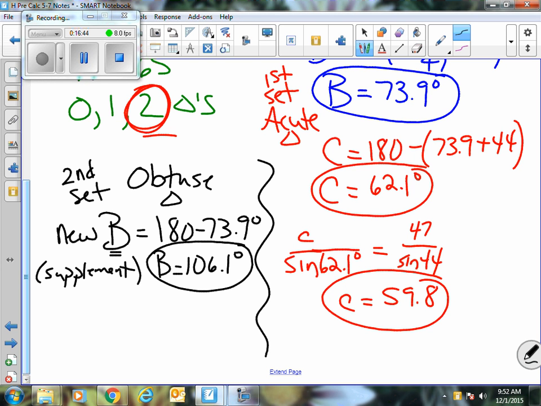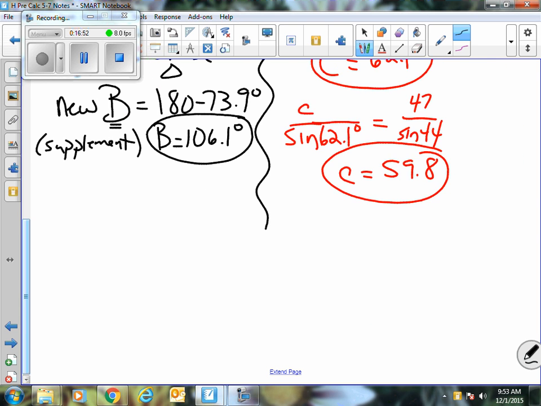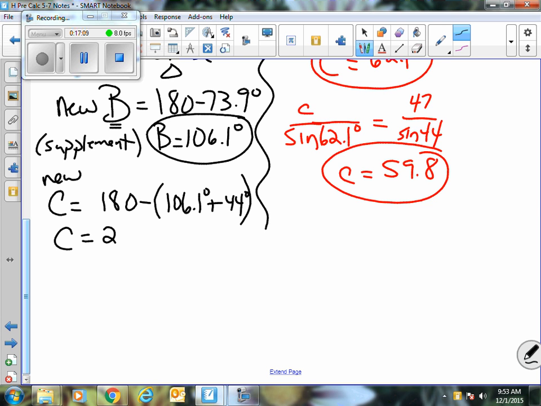So my second set of solutions comes from taking this very first angle that we found and we find the supplement of it. But now that angle B changed, guess what? Angle C is going to have to change. So our new angle C, we're going to have to subtract off the other two that we know, which is the new angle B. And remember, A doesn't change. So it's still 44 degrees. So our new angle C, it's going to be a little bit smaller, 29.9 degrees.